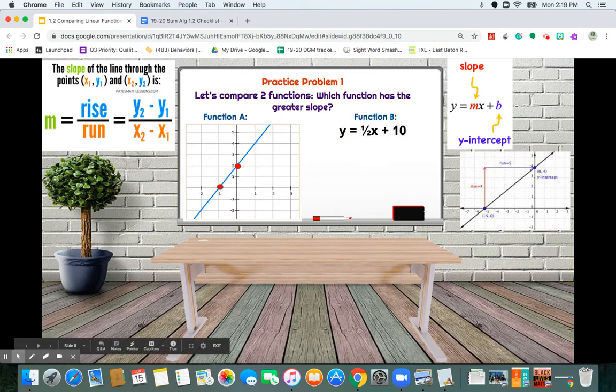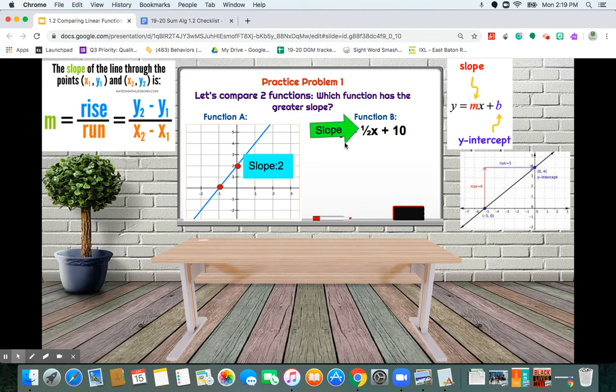All right, so now that we know the slope of each function, we can write our comparison statement. I'm going to show you our slopes just as a reminder. Our slope of function b is 1/2, and our slope of function a is 2. So now we can answer this question. Which function has the greater slope? Greater meaning the largest slope. I want you to think, what do you think our comparison statement should be?